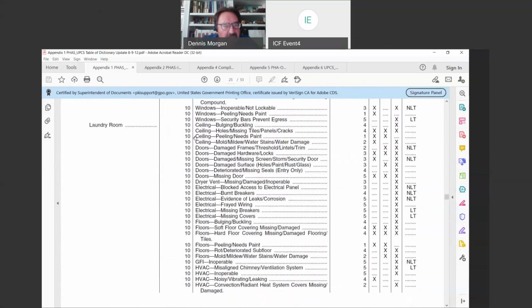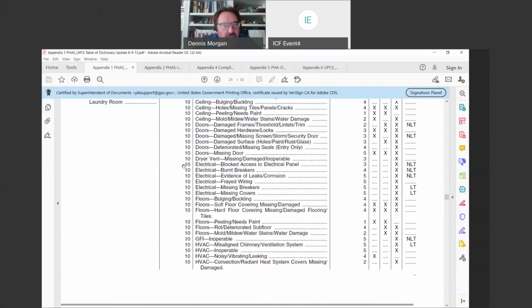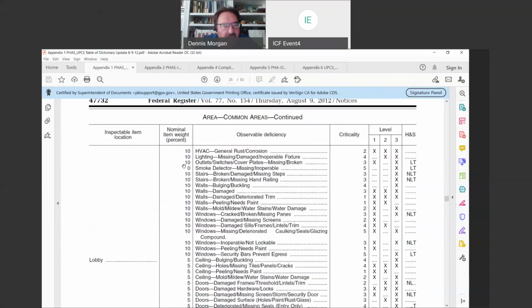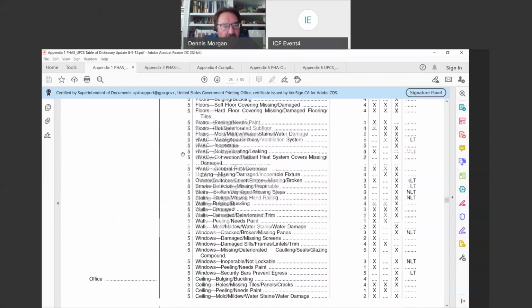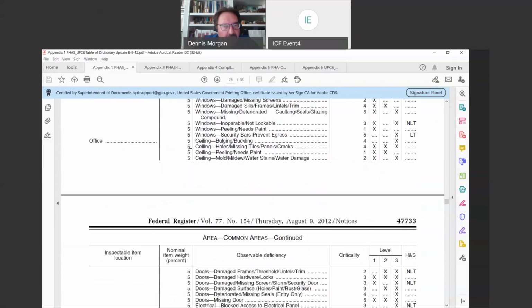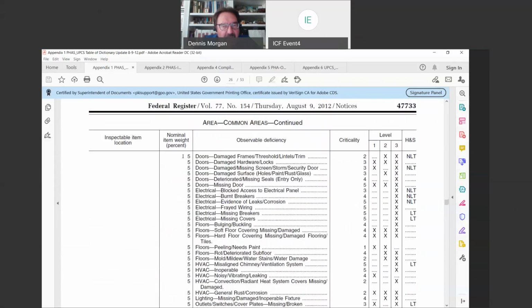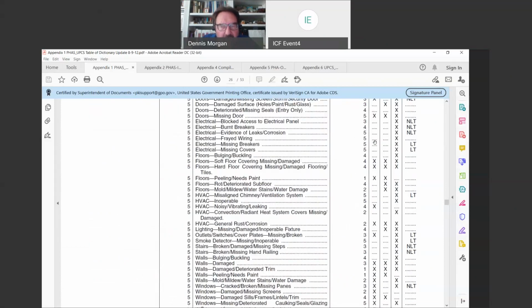Laundry rooms: tenants have access and could be injured in those areas as well. So it has a higher nominal value. Your lobby has only a nominal value of 5. Those offices, nominal value of 5. So these repeat themselves over in here.